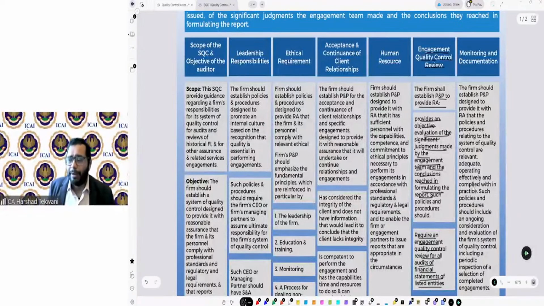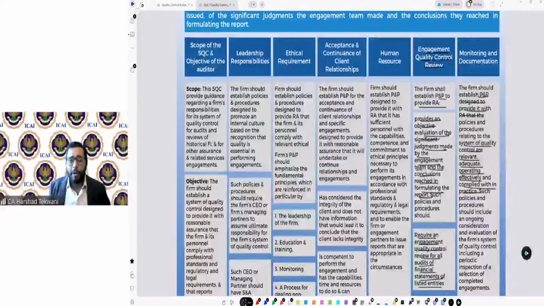And the last requirement of SQC1 is with respect to monitoring and documentation. Now, what SQC1 says with respect to monitoring and documentation is that the firm should establish policies and procedures designed to provide it with reasonable assurance that the policies and procedures relating to the system of quality control are relevant, adequate, operating effectively, and complied with in practice.